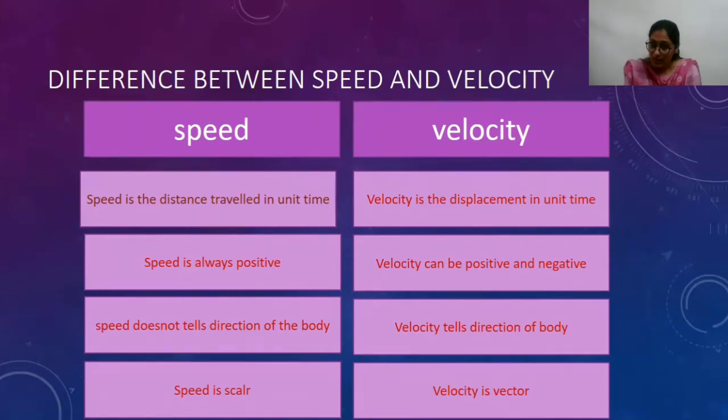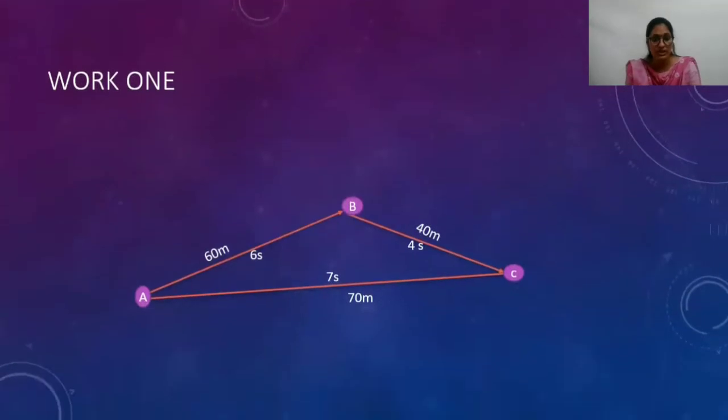Speed is a scalar quantity. Velocity is a vector quantity. Scalar quantities are quantities which give only the magnitude. Vector quantities are quantities which define both direction and magnitude. So we have studied what speed is and what velocity is.